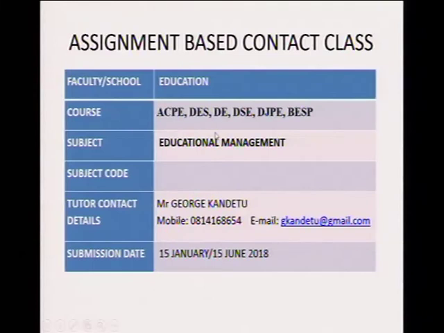All right, first of all, let us start with the information. As I stipulated before, there is the course and also the subject and my name as well as my email address, and very importantly, the deadline. We have two deadlines that are applying to each and every individual: the 15th of January 2018 or the 15th of June 2018 respectively.